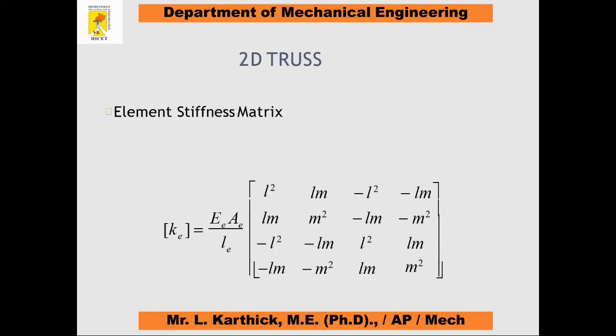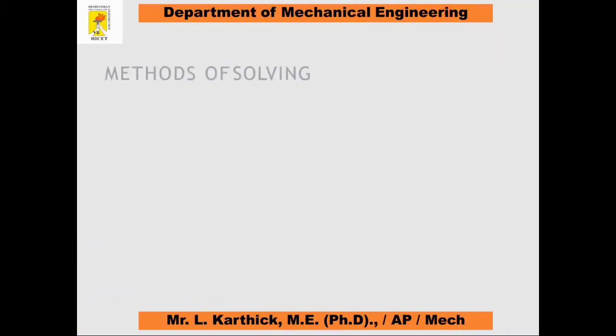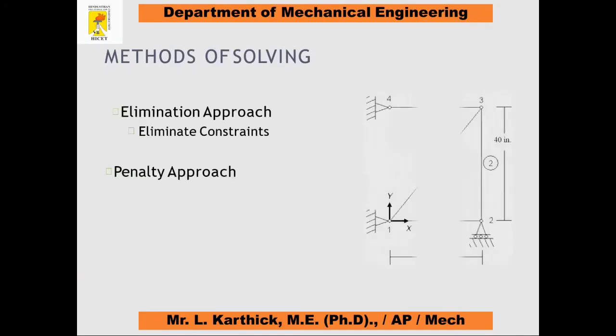Then we are going to apply the terms in this term. Finally, we will get a stiffness matrix. And how to solve this truss element? See, look at this picture. In this picture, it has different numbers of elements. Our number of elements are 1, 2, 3 and 4. Four elements are given here in this truss component.